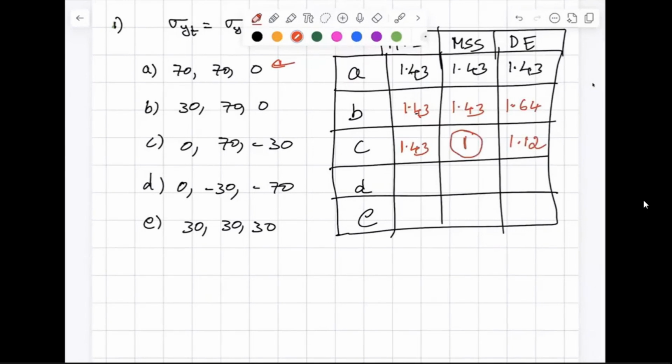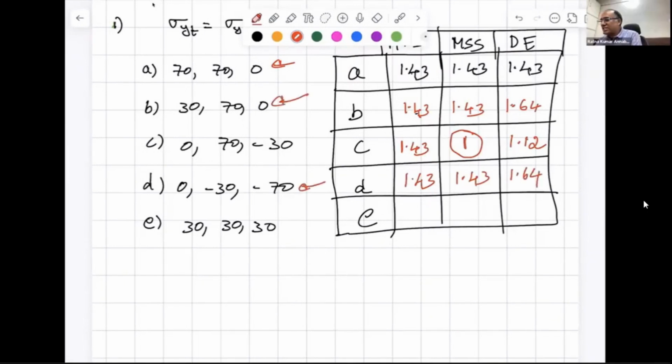Can you tell me about stress state D? Sir, stress state D is 1.43 for MNS, MSS 1.43, and for distortion energy I'm getting 1.64, sir. So it will be same as B, isn't it? Because it's just the change of sign, that's all.